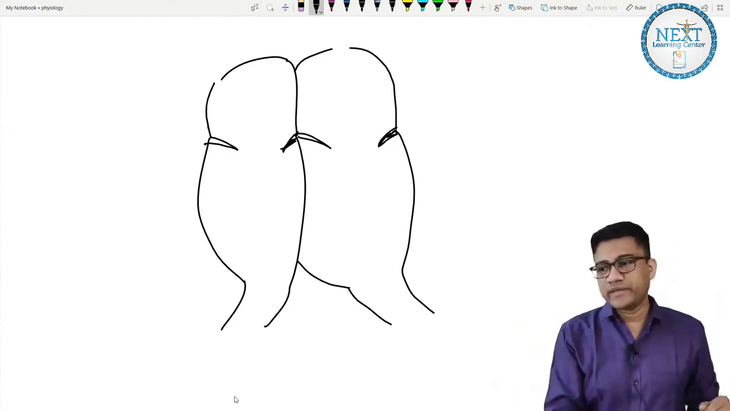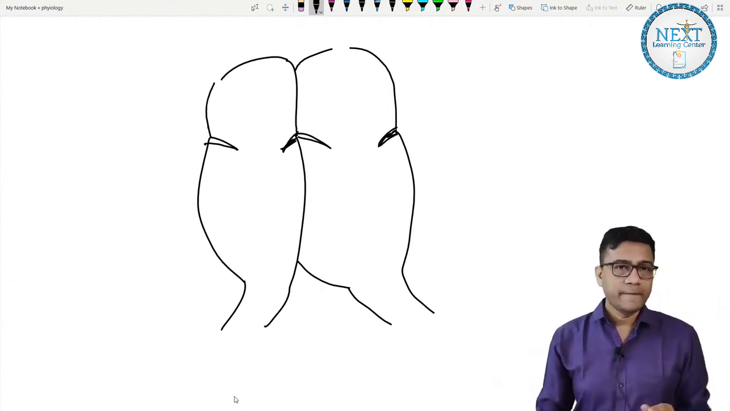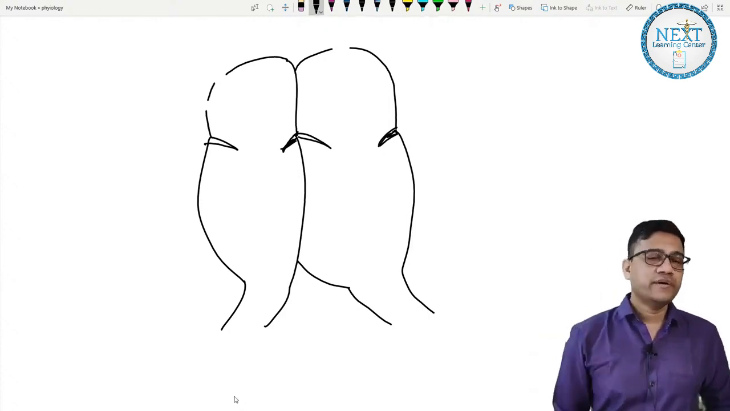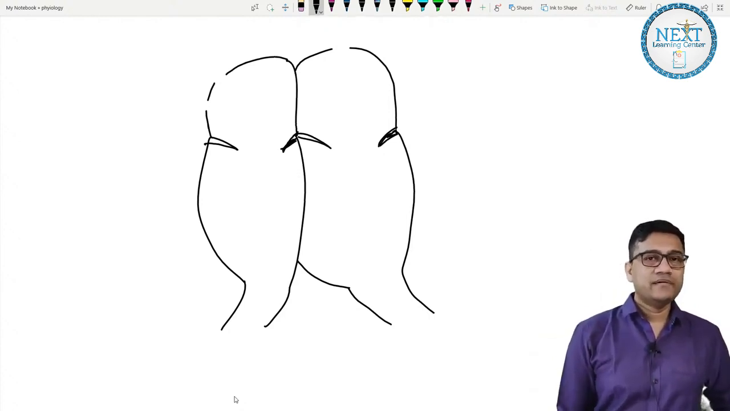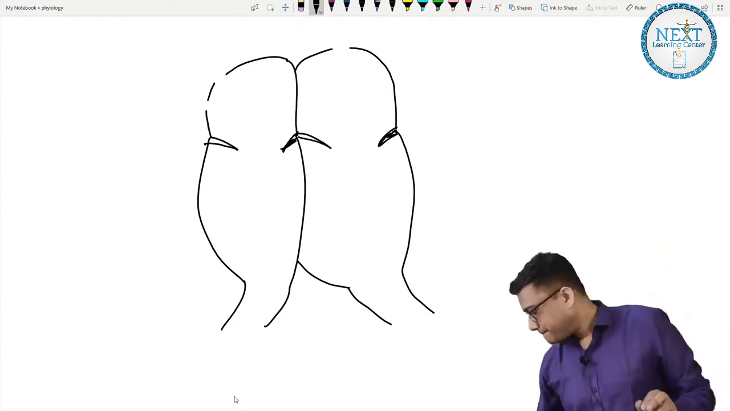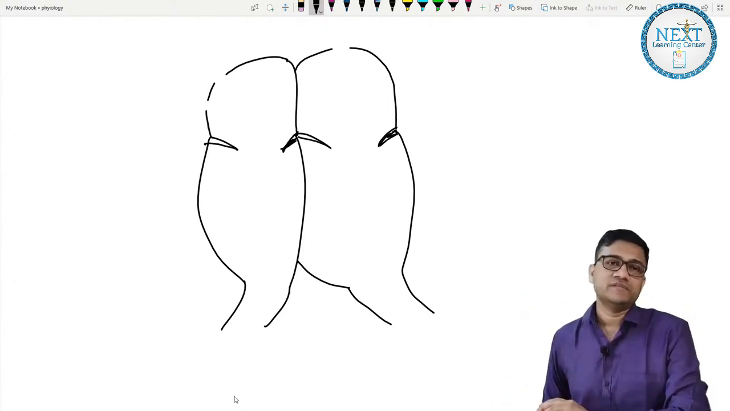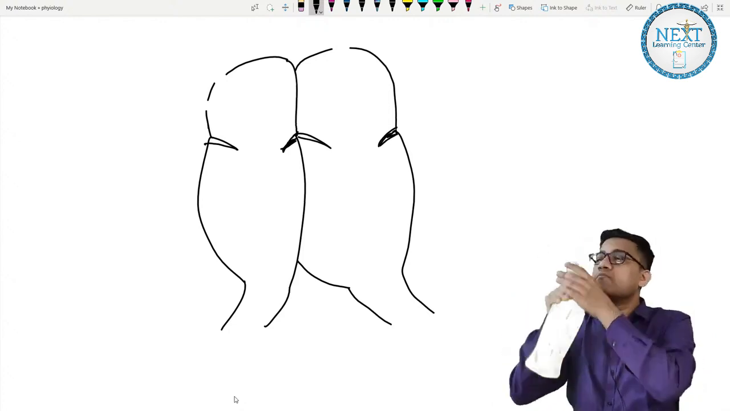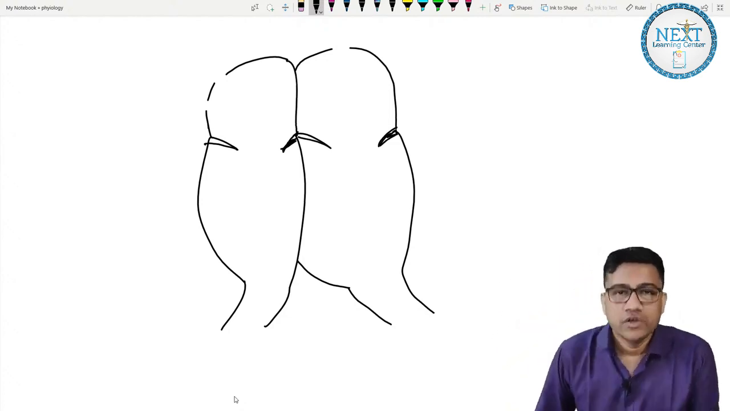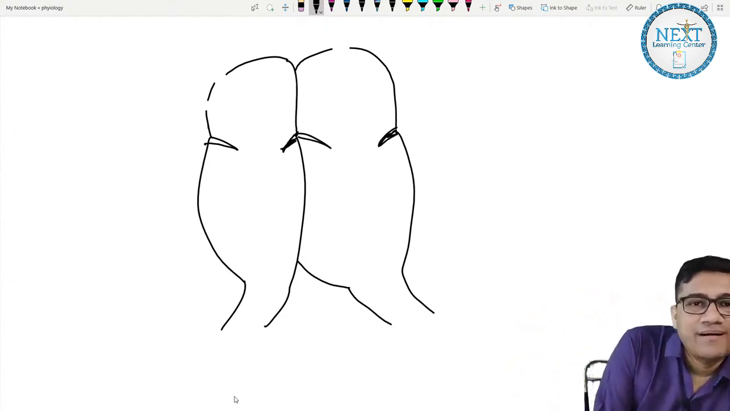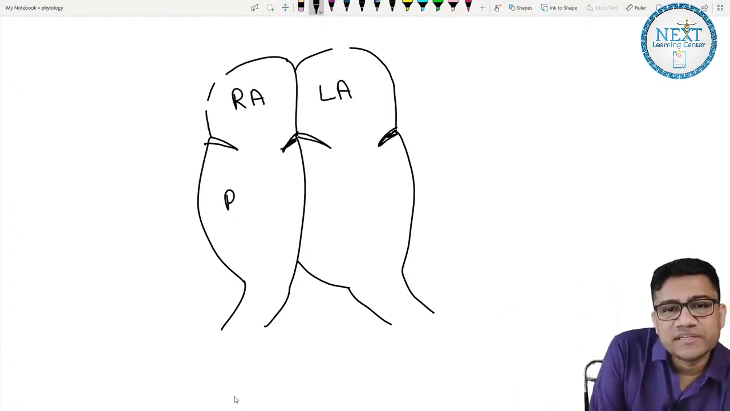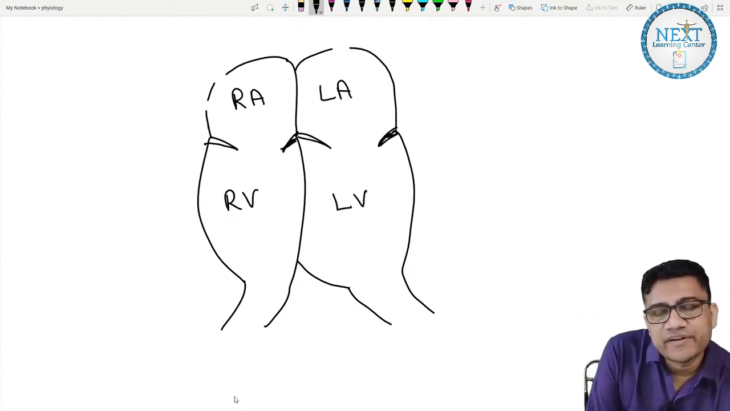So make this diagram, then I'll show you my artistic abilities. Have you copied this? Then I'll explain. So this is basically our right atria. This is left atria. This is right ventricle. This is left ventricle.